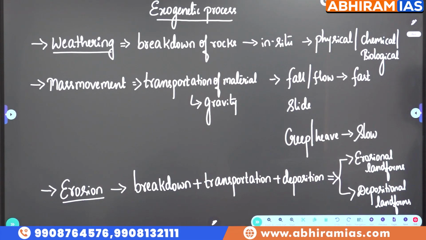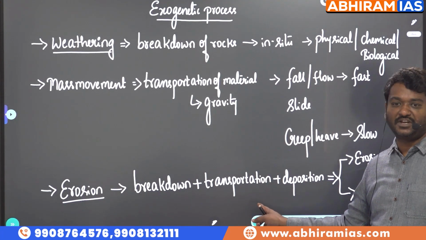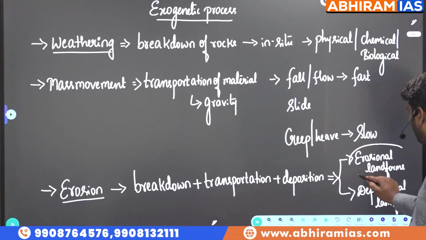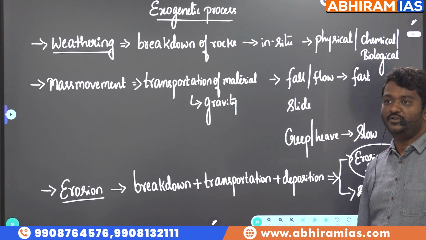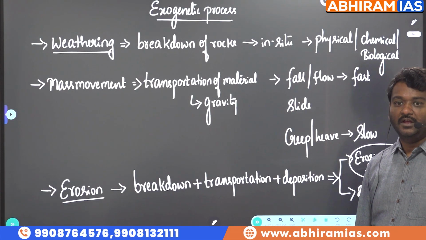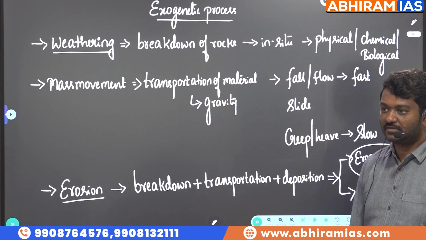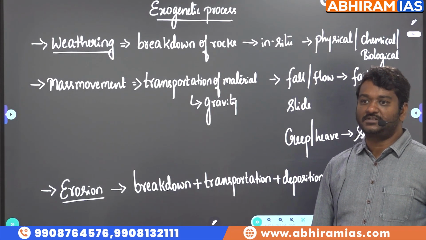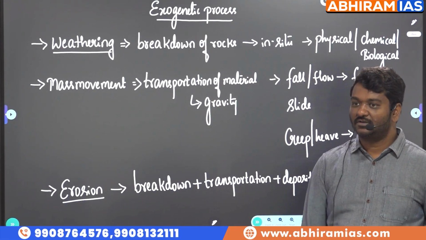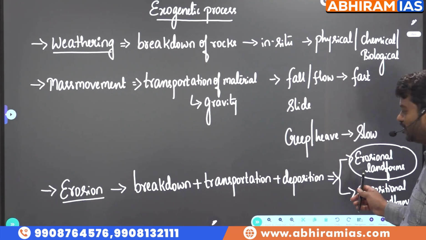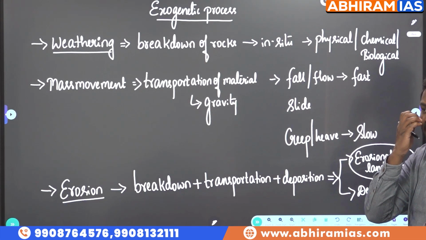This is with respect to exogenetic. Questions are not there from the last 10-15 years on this. So I just want you to read what are all the erosional landforms. For example, take rivers. Erosional landforms will be like valleys, waterfalls, plunge pools, rapids. You will have deposition: deltas, estuaries and all. If you can just work on that, that's enough. Don't waste your time in details.